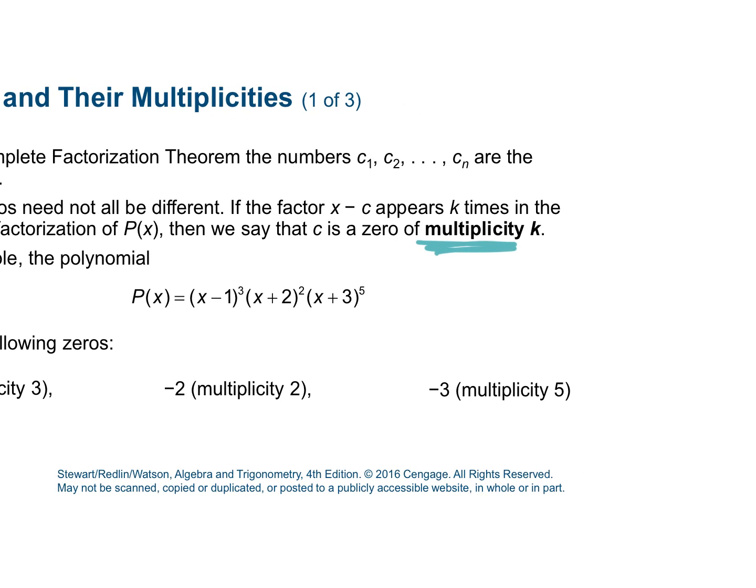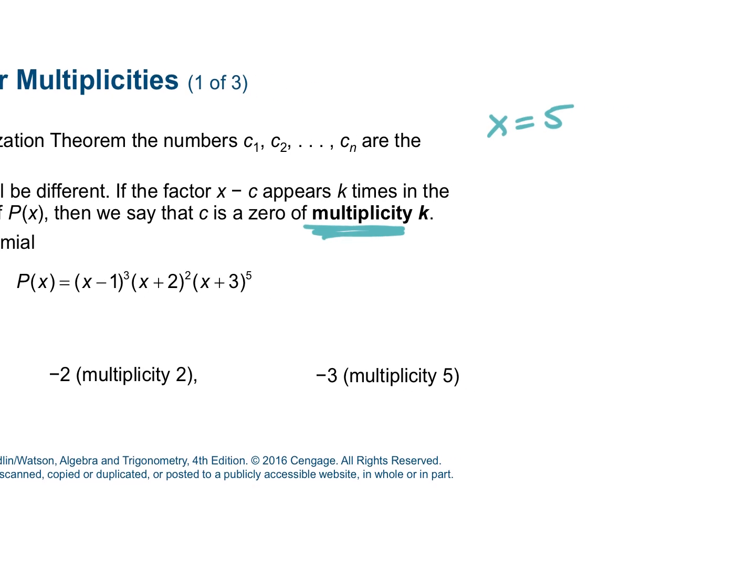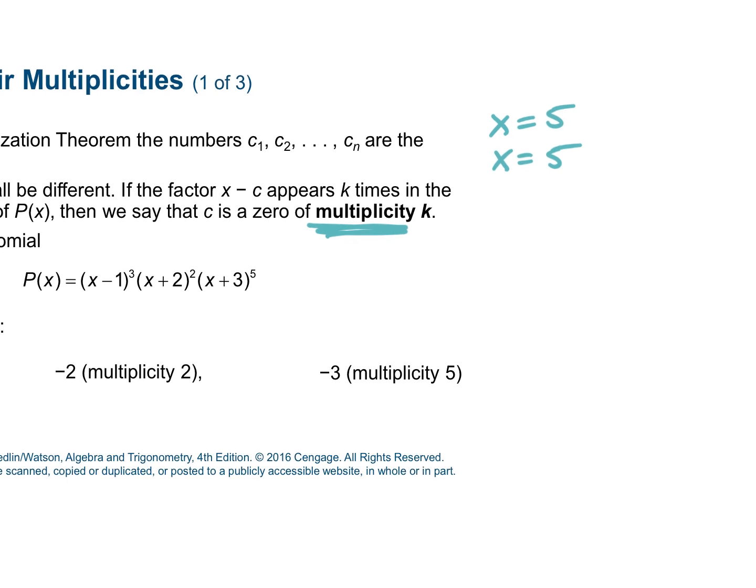So if it said that I had a zero of 5, or let's say x equals 5, but we have a multiplicity of 2, that just means we have 2 of those answers. We have x equals 5 and x equals 5. So multiplicity is just how many of those. They're repeated zeros.